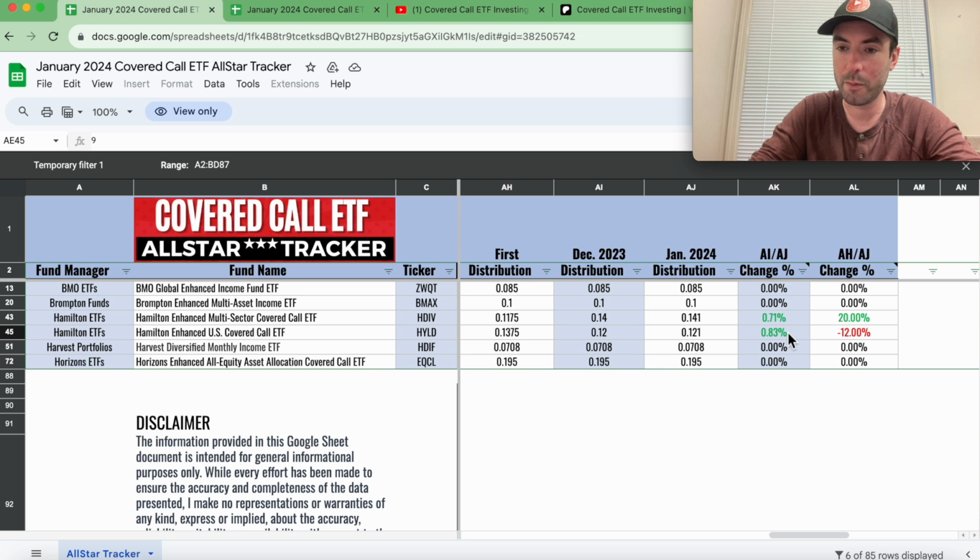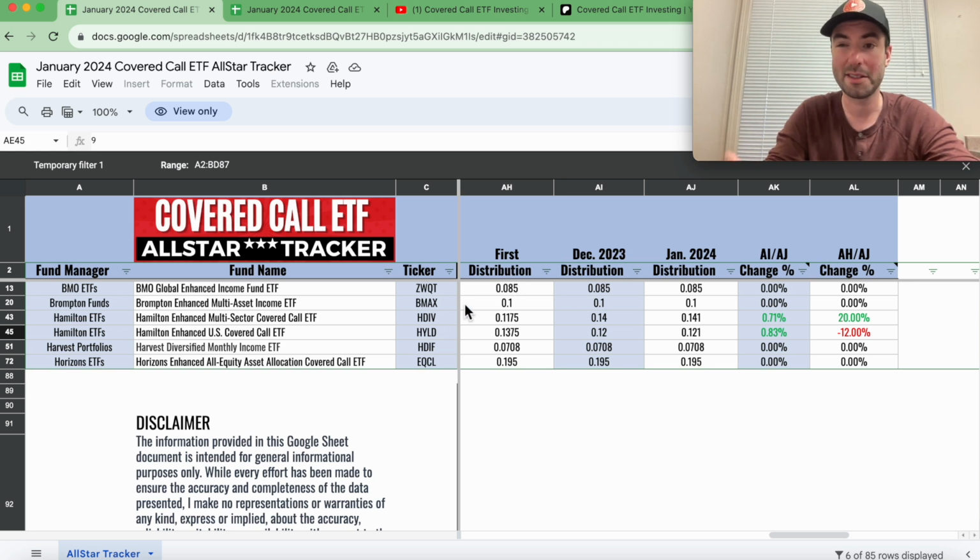So, and then we have this column right here. Under AL, this would be a combination of AH and AJ right here. So the very first distribution that ever came out with any of these funds, and the very latest distribution. So we can see, for the most part, there has been zero growth from ZWQT and BMAX.